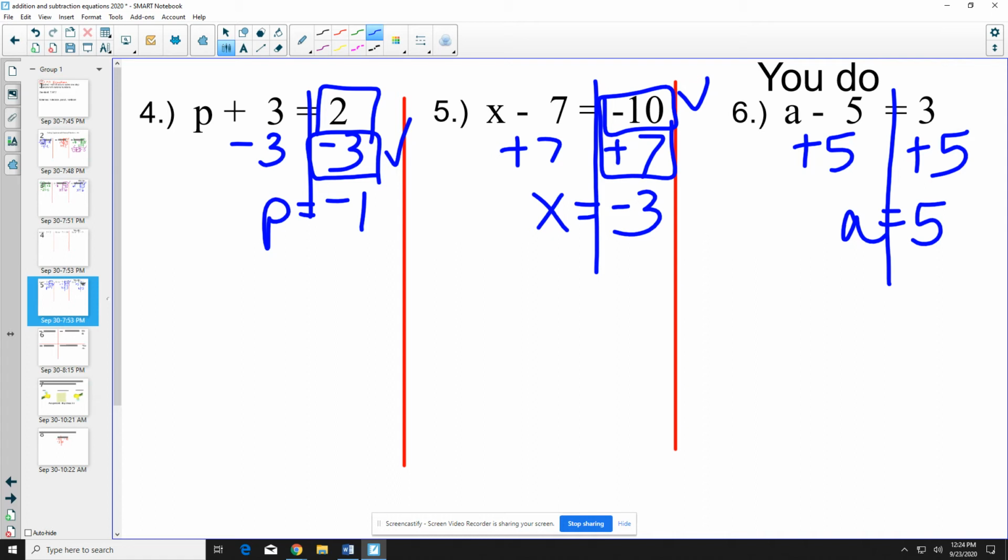Number 5, see if your step was to add 7 to both sides. When you add -10 and 7, they're different, so subtract. The higher number is negative. See if you got x equals -3. Number 6, did you add 5 to both sides for your step? And I need to fix my answer. 3 plus 5, did you get 8? So it should be a equals 8.